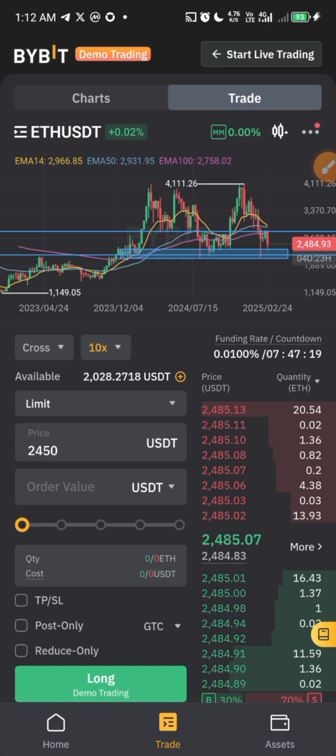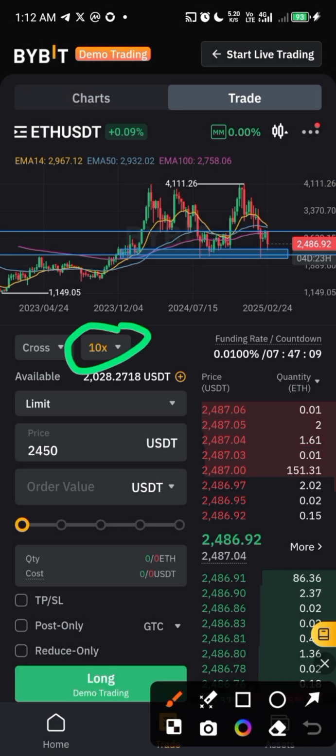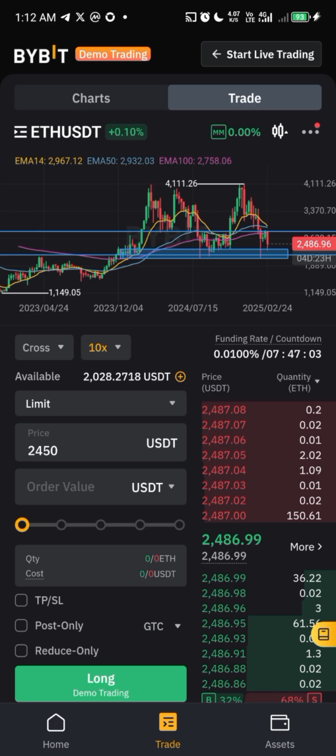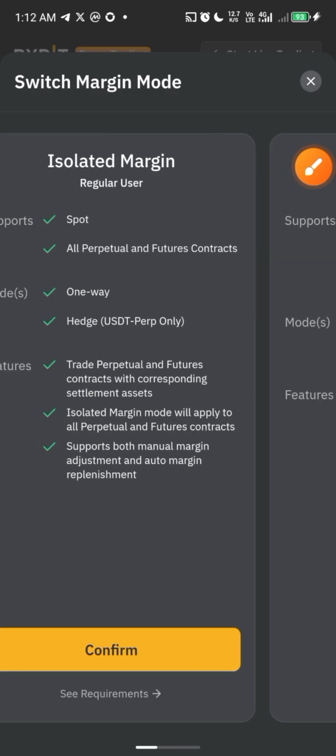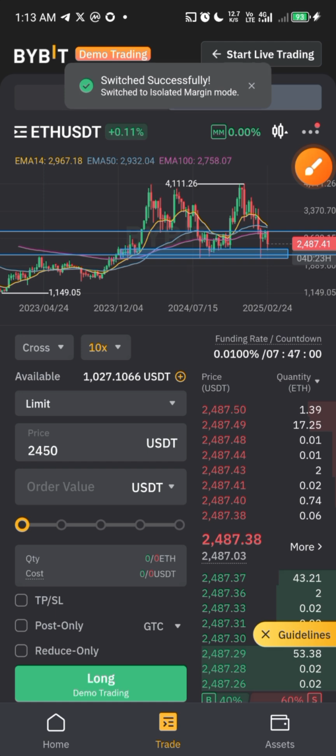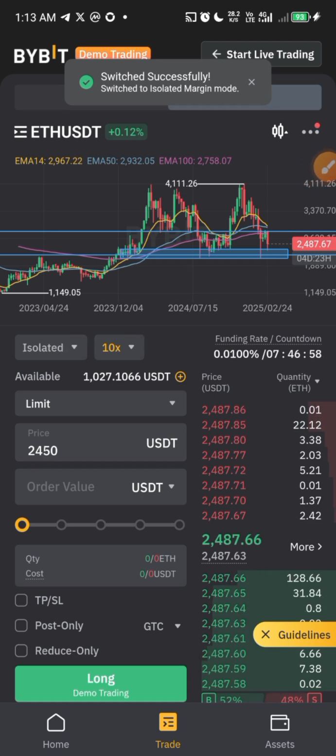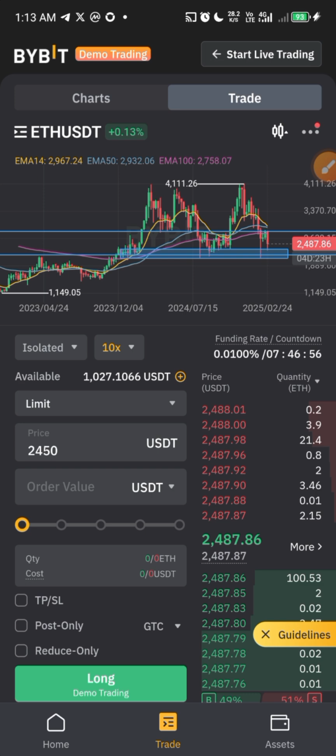The reason I'm putting 2,450 is because I want to add a limit order. I don't just want to buy outright. Now my leverage is what? 10x. You can see my leverage here. I'm using cross margin, but you can use isolated margin. I can just click on it and choose isolated margin. Right now I've chosen isolated margin, so it's only going to make use of my USDT account.